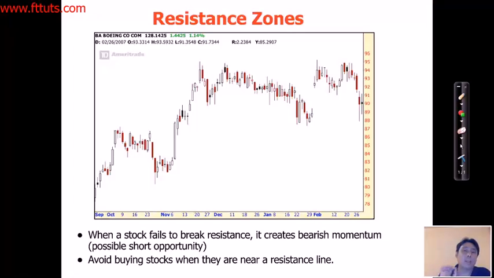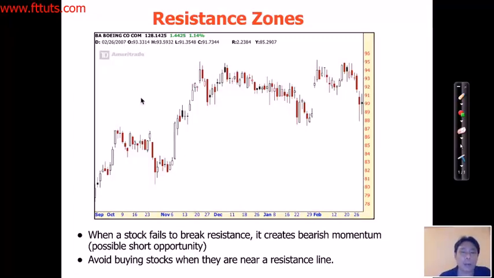A resistance is when you take a look at a chart and notice that there are certain price points where the price tends to converge. In other words, notice the price going up, reaching a certain level, and then reversing back down again. And it keeps repeating that process. Price goes up, reaches that same level, converges there, reverses back down again.